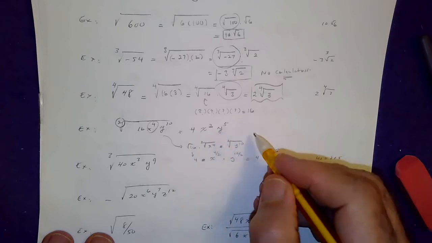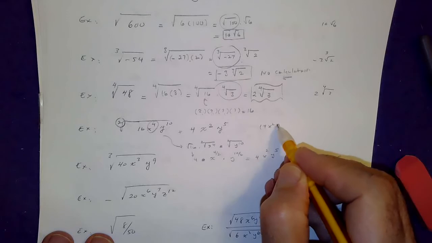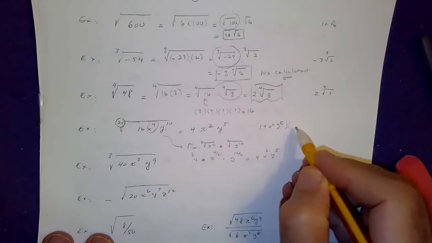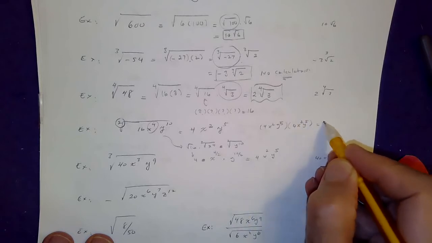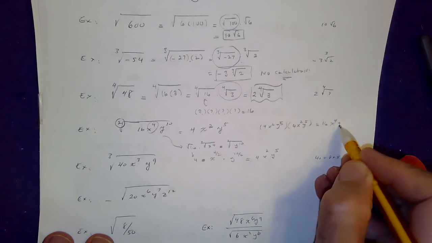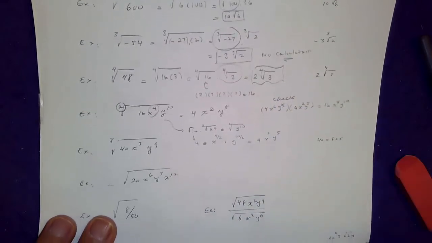How do you check this? To check this, what you do, you take this guy and multiply it by itself one more time. You should get 16x to the 4, y to the 10. This is how you check your answer, correct?